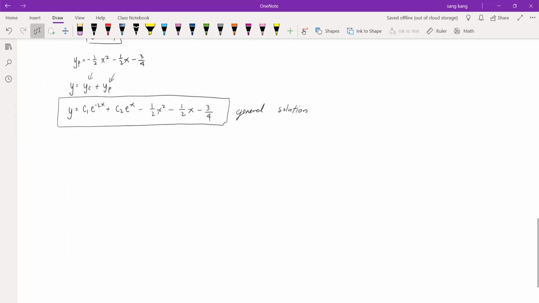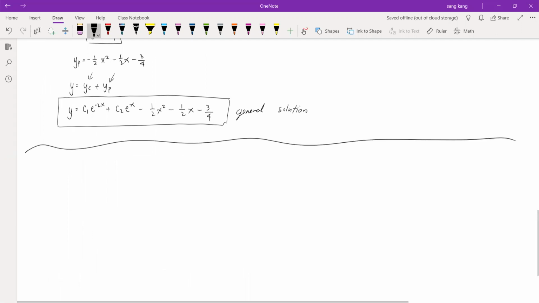Okay, so now let's look at part C. Like I said, I'm going to skip B, and I'm going to go to C, where the right-hand side was the exponential term. So our g as a function of x is e to the 3x.